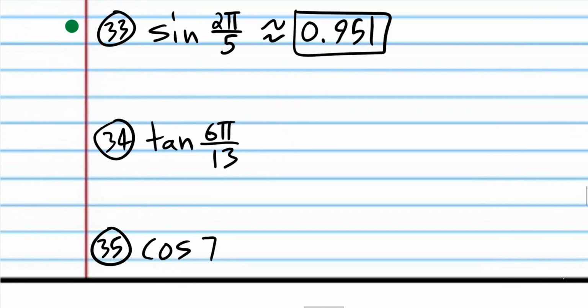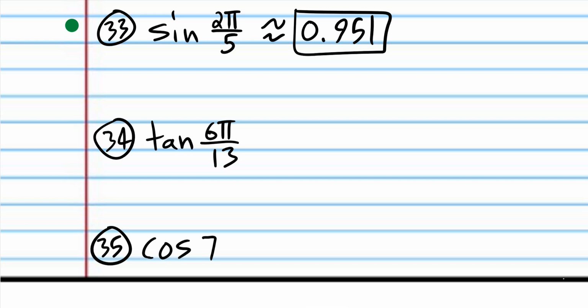All right, we're back. So tangent 6 pi divided by 13 is approximately 8.236.